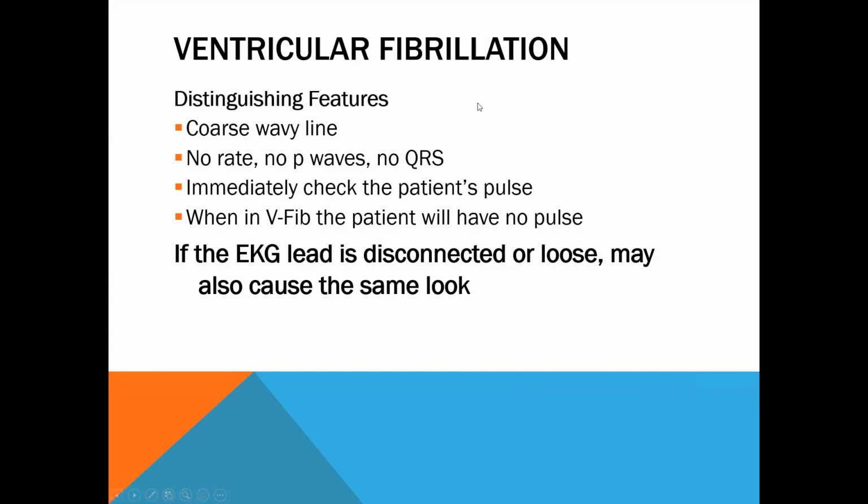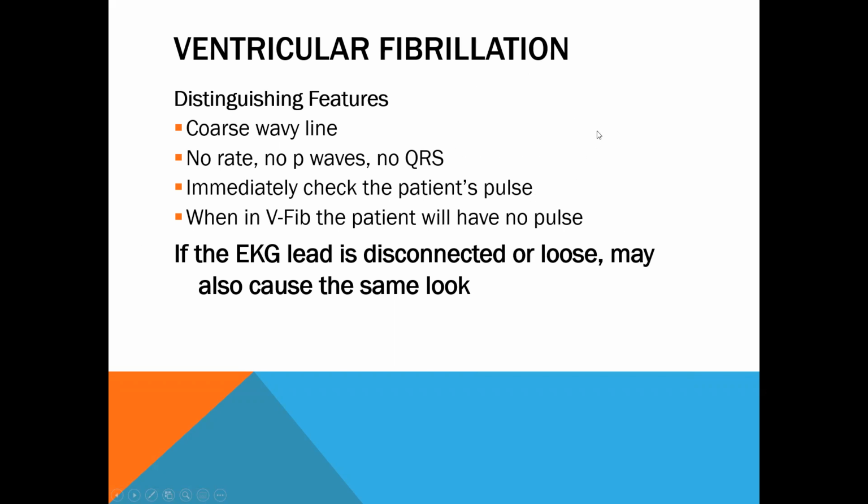So the distinguishing features of V-Fib are, you see a coarse wavy line. It can start off really coarse, and then if you're watching the patient die, like if they are a DNR and their heart goes into V-Fib, it'll be really coarse initially, and then it starts getting a little less coarse, and eventually it becomes asystole. So when you see this coarse wavy line, there won't be any rate, so you won't see R waves, you won't see P waves, no QRS.